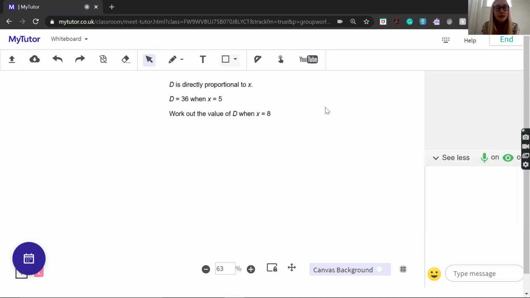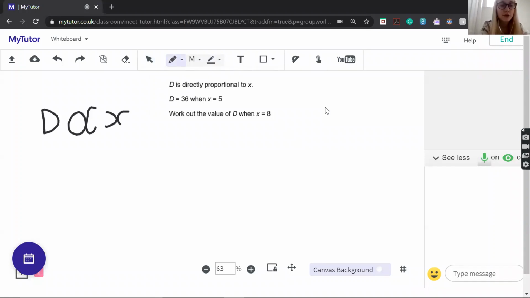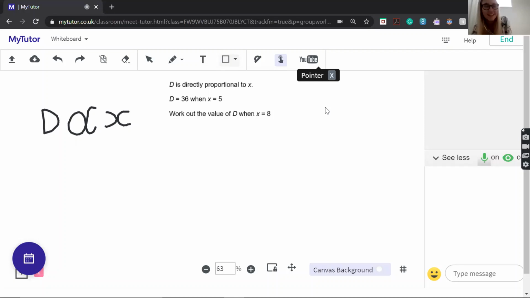So D is directly proportional to X. So the first thing that we're going to write down is exactly what that says. D is directly proportional to X. Now, if you weren't here, you might be confused by this, what I call fish, D squiggly fish X. And all this means is proportional to.